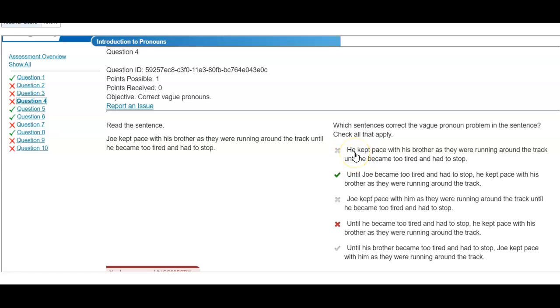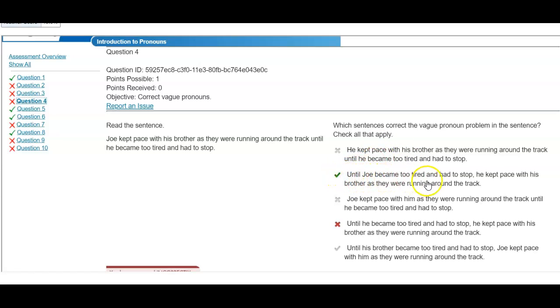this one that is vague, has an issue. He kept pace with his brother as they were running around the track until he became too tired and had to stop. Well, who is he? We don't know who he is because we're never given the actual name of the noun. And that's going to be vague. We don't know who is doing the action. But look at this one.